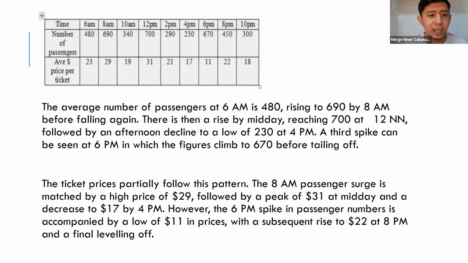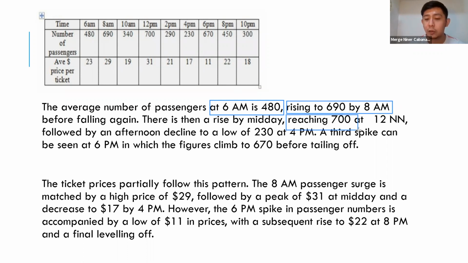What about this? The average number of passengers at 6 a.m. is 480. So we will begin with that. The average number of passengers at 6 a.m. is 480, rising to 690 by 8 a.m. before falling again. But there's then a rise by midday. Midday, we refer to it as noon, reaching 700.